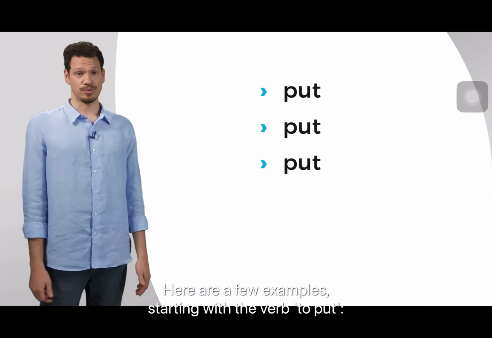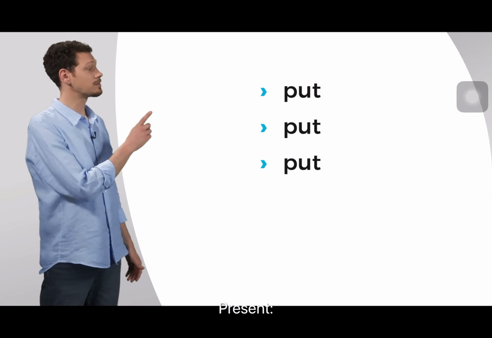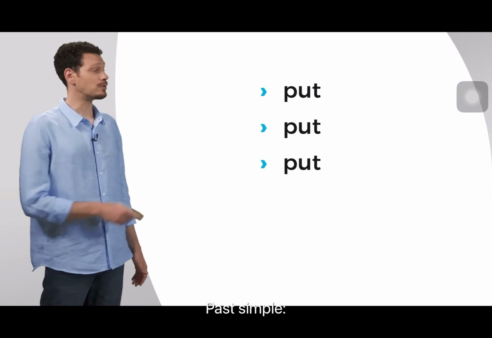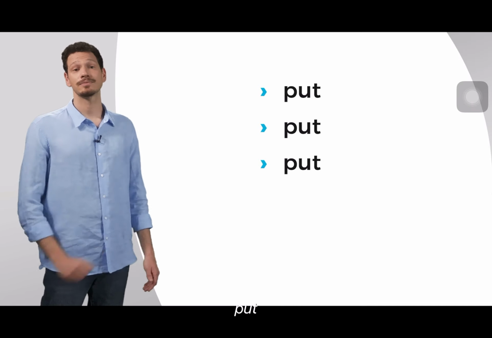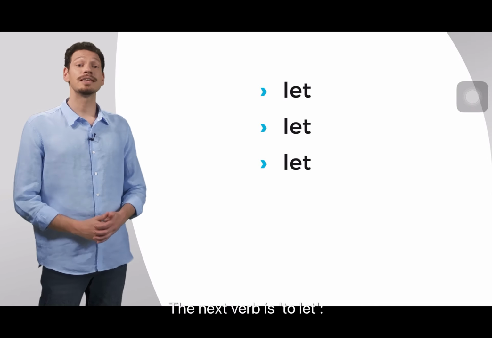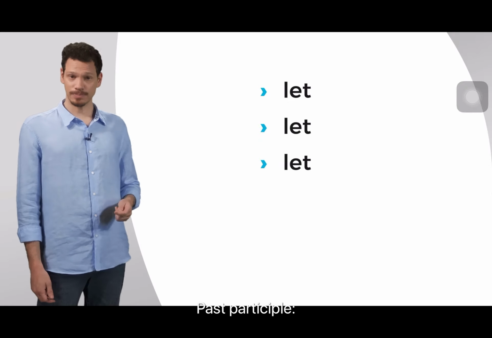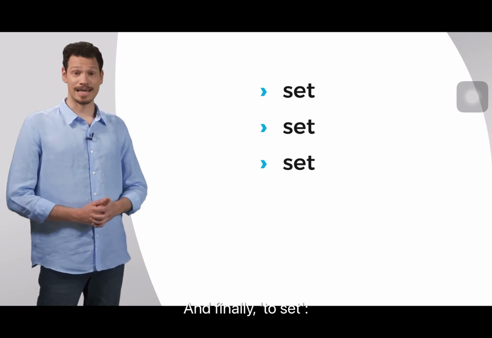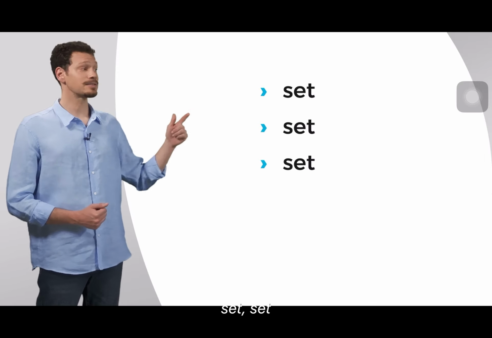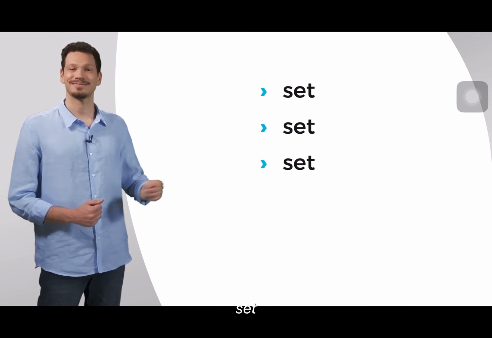Here are a few examples, starting with the verb to put. Present, put. Past simple, put. Past participle, put. The next verb is to let. Let. Past simple, let. Past participle, let. And finally, to set. Set, set, and the past participle is also set.